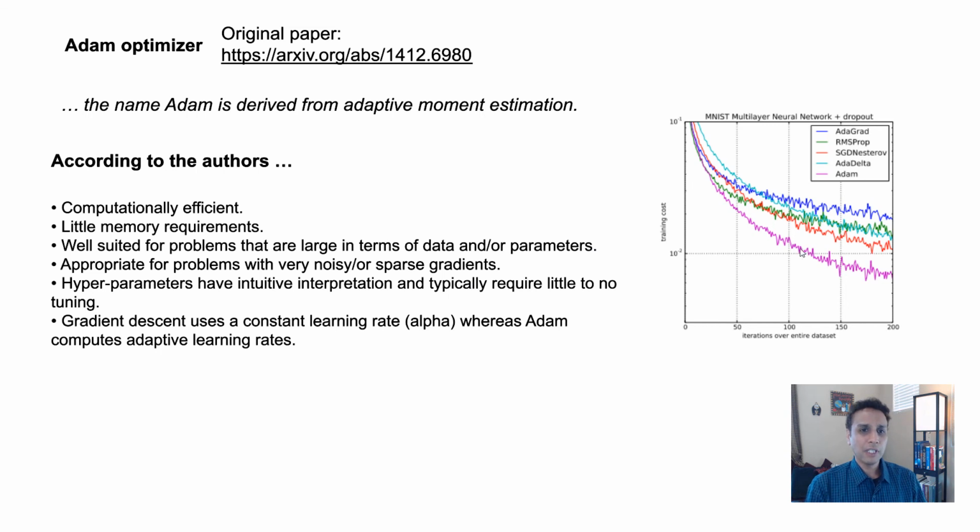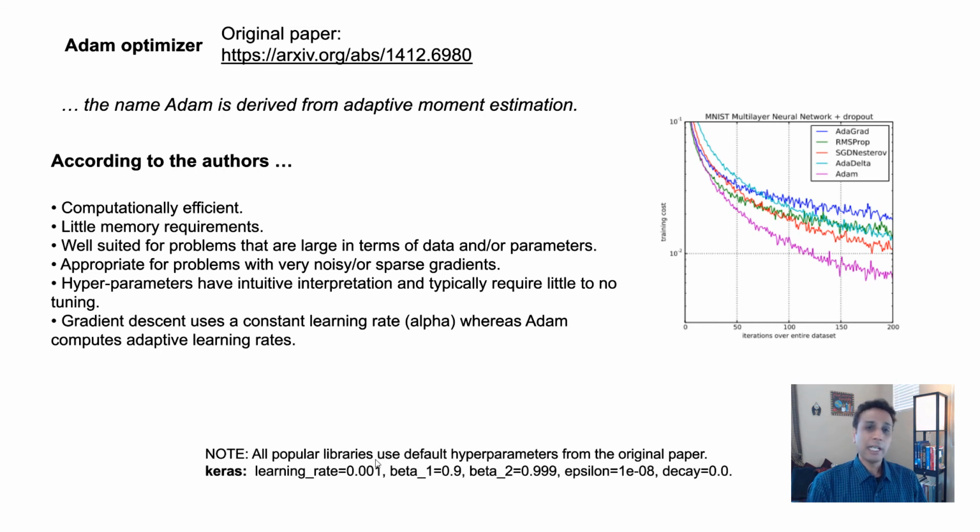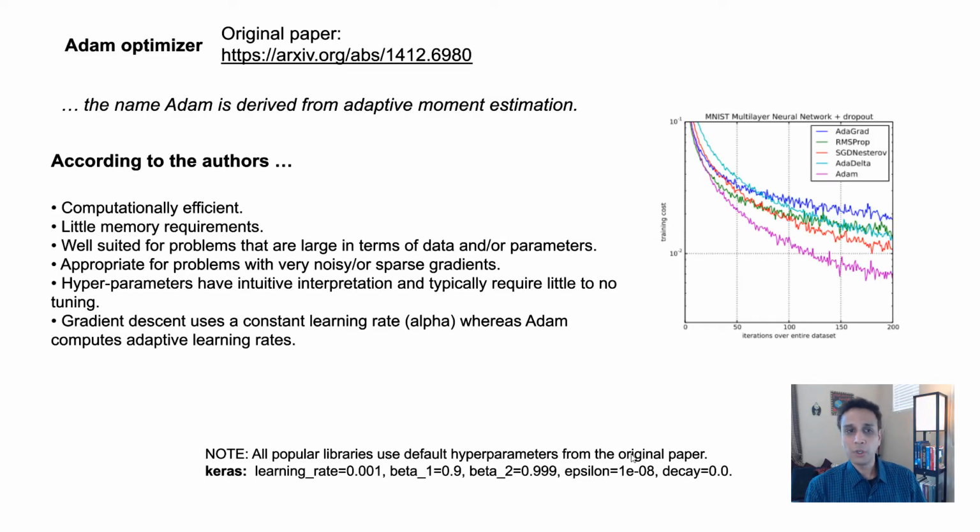So here is the graph out of the original paper, where they compared this with a few of the other approaches, and you can see the training cost for Adam, as a function of iterations, is minimum compared to all the other approaches. So I trust this, and almost all the time, I use Adam for most applications. Like I mentioned, most popular libraries use the default hyperparameters from the original paper, and here are the hyperparameters that we use. Meaning, when you select Adam, these are all the default parameters that actually get used.